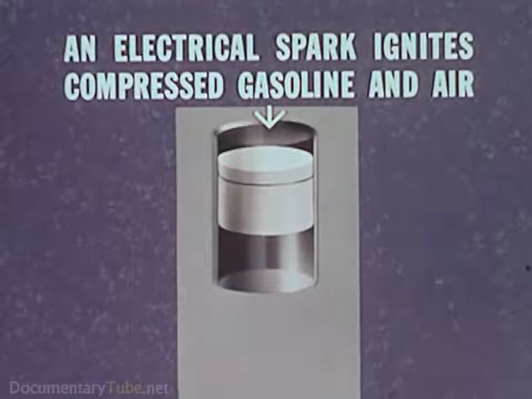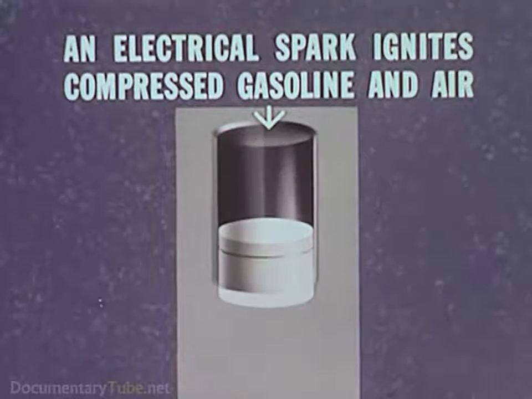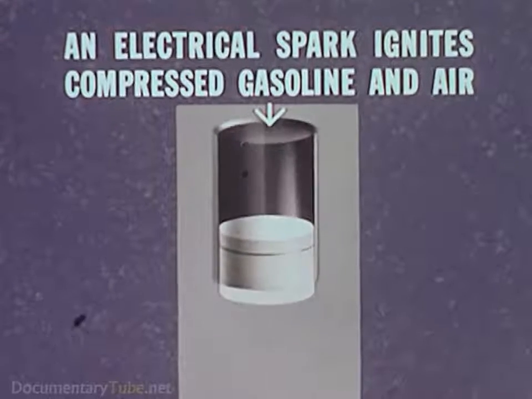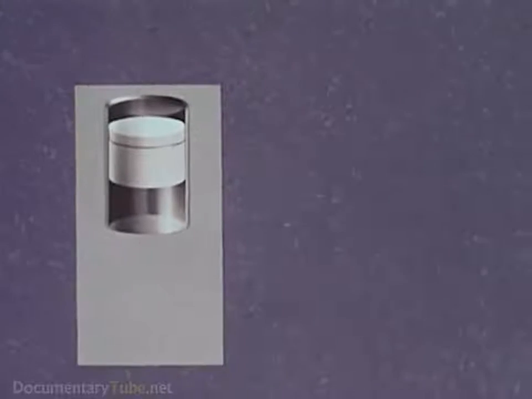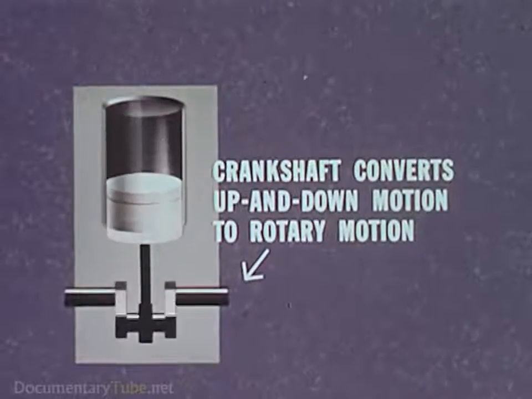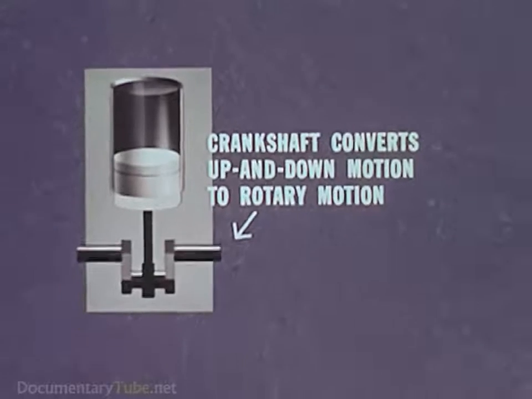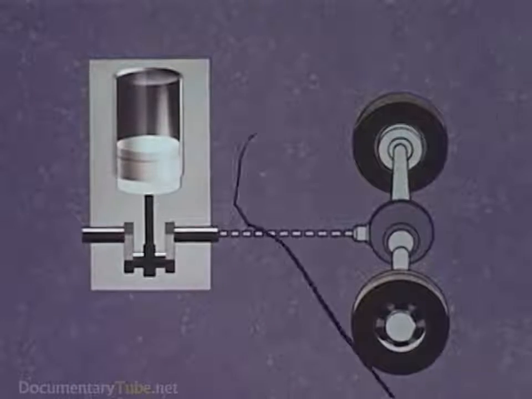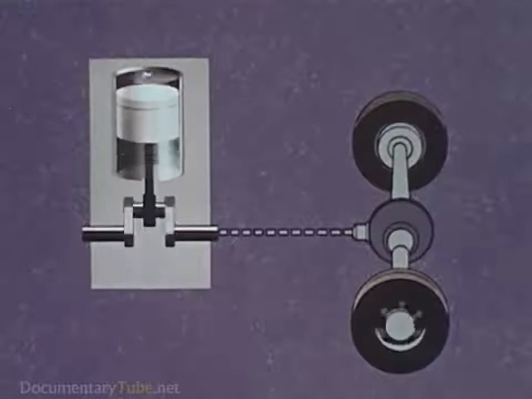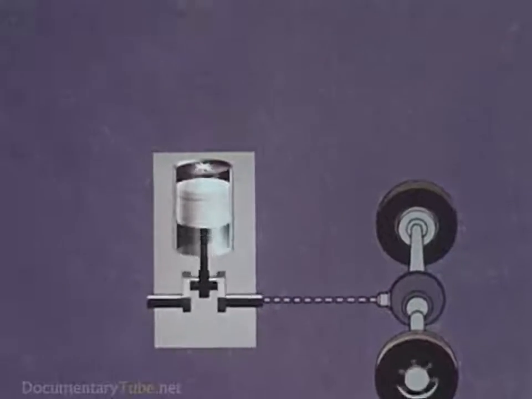Inside the cylinder, an electric spark ignites the compressed gasoline and air, and the hot gases from the explosion push the piston downward. The piston rod is connected to a crankshaft, which converts the up and down motion into rotary motion. The crankshaft then drives the rear wheels through various machinery, which we'll see later.